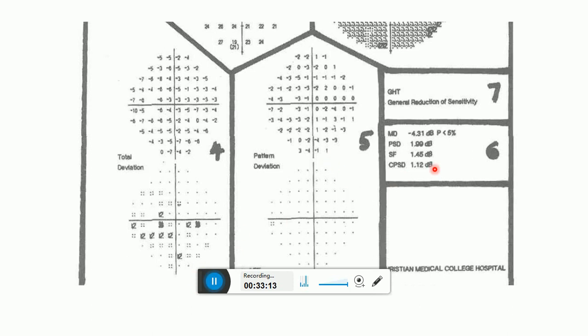Zone 6. This zone consists of global indices, which are the mean deviation, pattern standard deviation, visual field index, and the p-value.